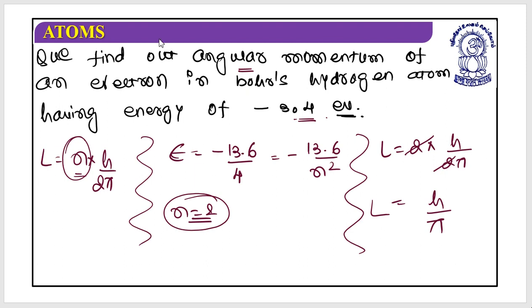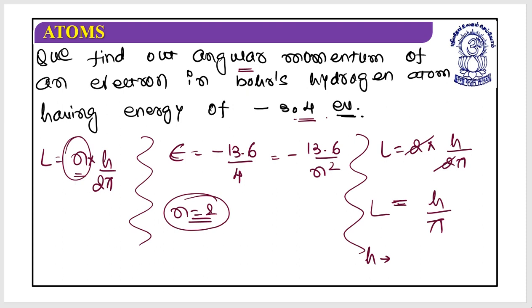Is it clear? This is L equals h by pi, where h, what is h? Yes, it's a constant. Which constant? It's Planck's constant.